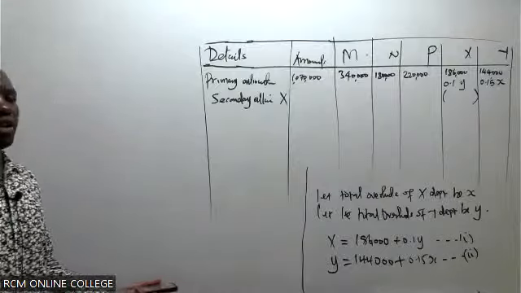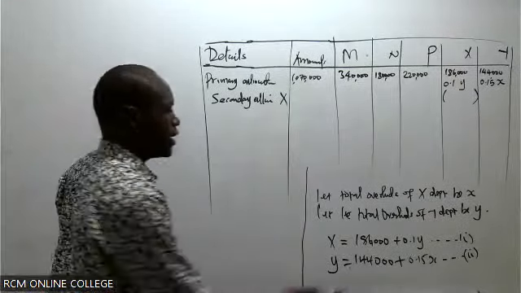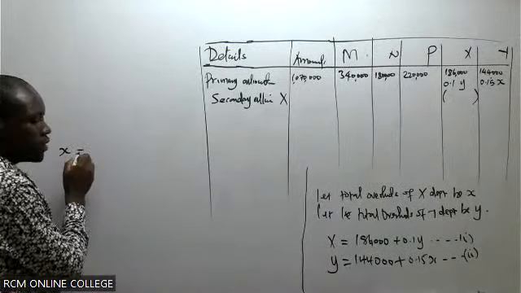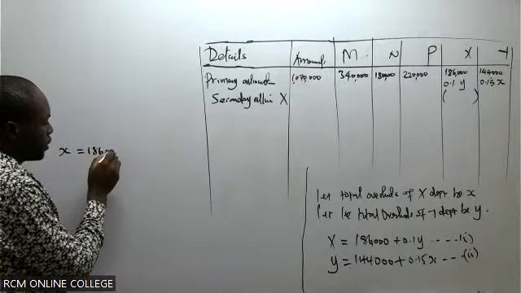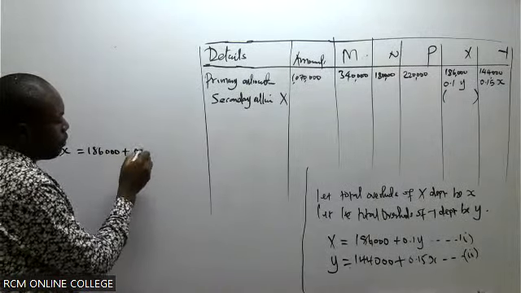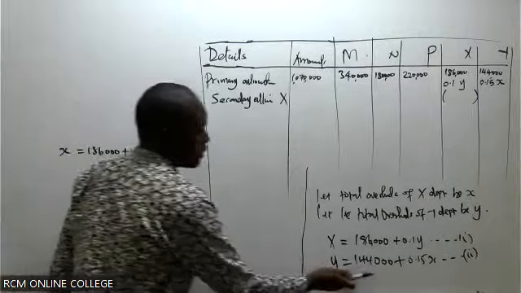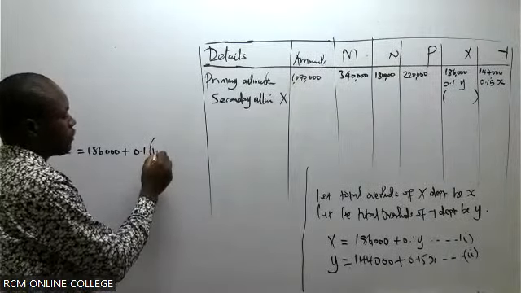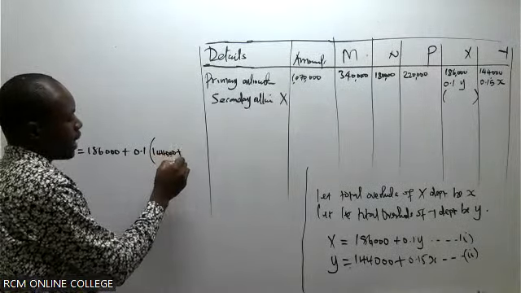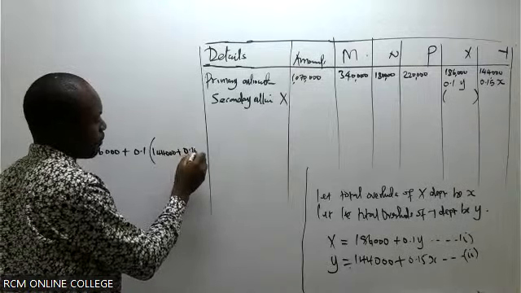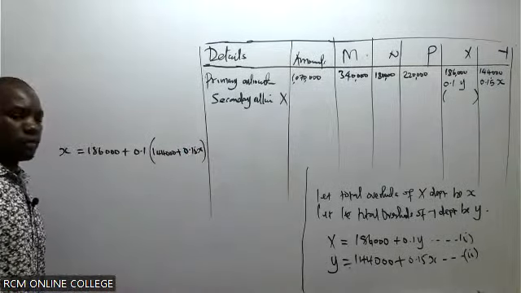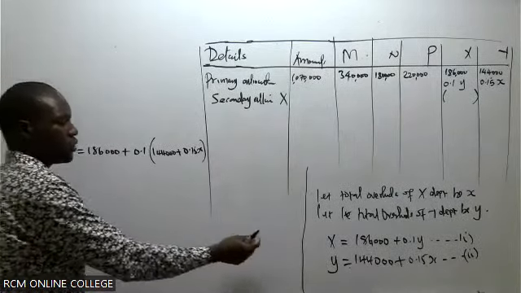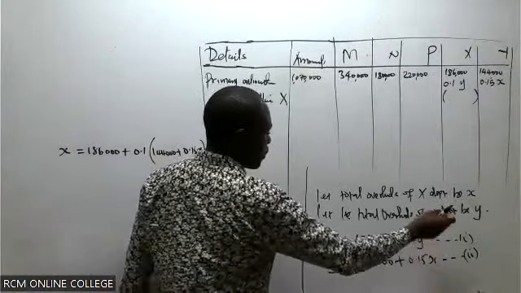Make one of them to be the subject of the formula. Just come to this part here and tell us here that X is equal to 186,000 plus 0.1 Y, and Y is equal to this. So just take 0.1 into Y, which is 144,000 plus 0.15 X. That is what we have.